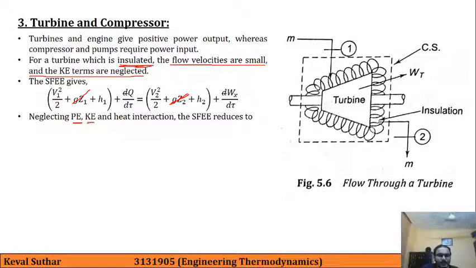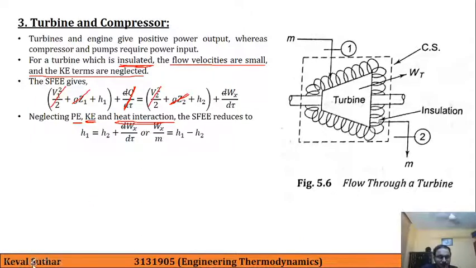Then the kinetic energy terms, that is V1 square by 2 and V2 square by 2, will be neglected, and heat interaction will be neglected because of insulation, so we will not consider this term. Okay, so as you can see, the remaining terms will be our SFEE for this case.